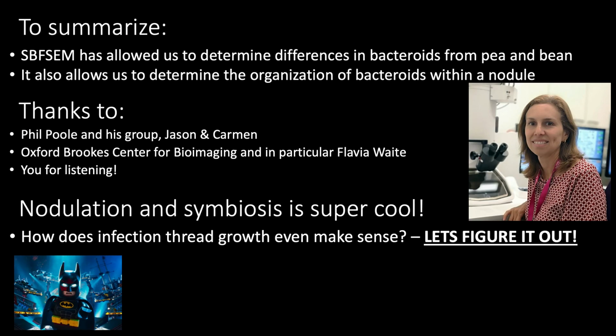So SPF SEM has allowed us to determine differences in bacteroids from P and B. It also allows us to determine the organisation of bacteroids within a nodule. We've done a bit more analysis since then. I really must stress, I am just telling you the microscopy part of this project. Phil and his group have done a hell of a lot more work on proteomics and flow cytometry, trying to work out, with the value I've got on the volume, the nitrogen fixing capacity of an individual bacteria and that kind of thing. That's where the project's going, but that's all his story. I've just stepped in with the microscopy, okay?